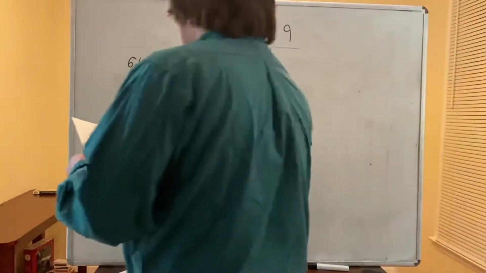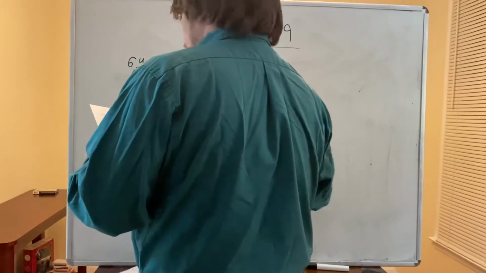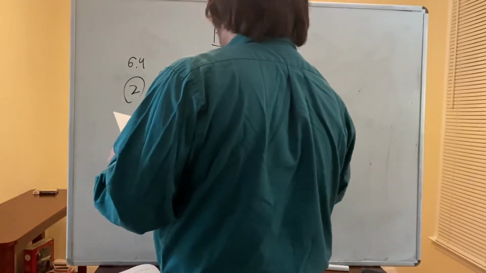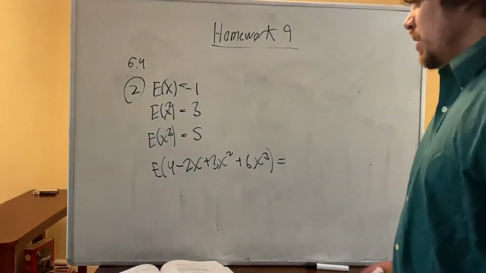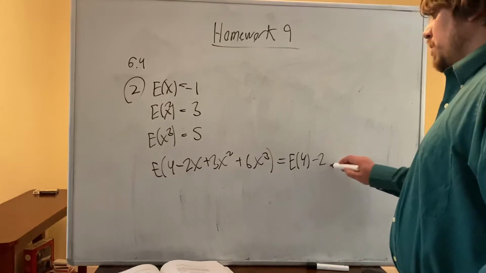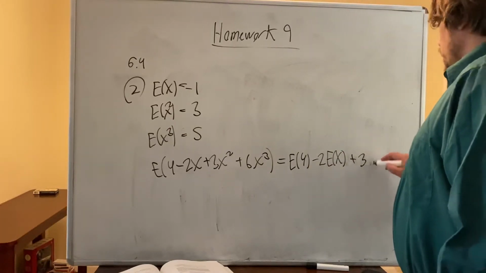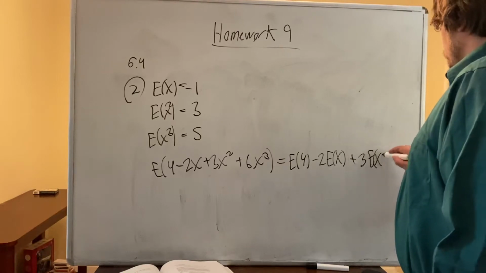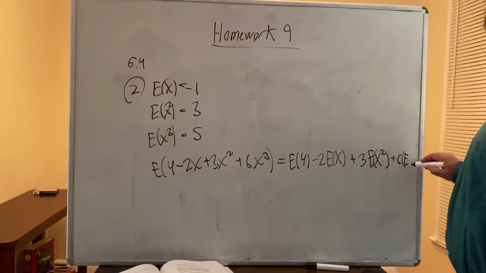Okay, so it says find E of 4 minus 2X plus 3X squared plus 6X cubed. So what's that? It's E of 4 minus 2 times E of X plus 3 times E of X squared plus 6 times E of X cubed.